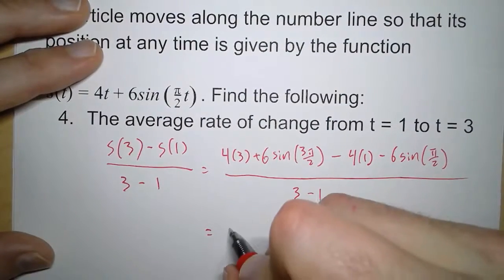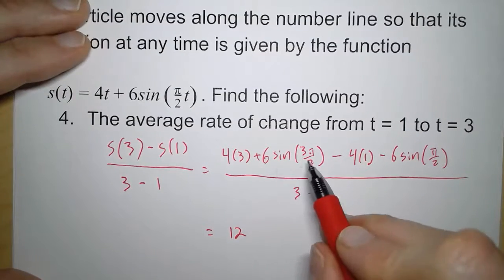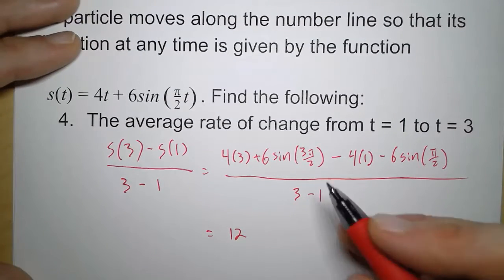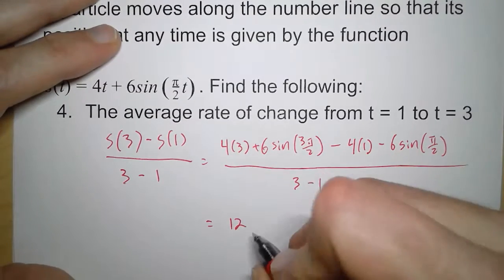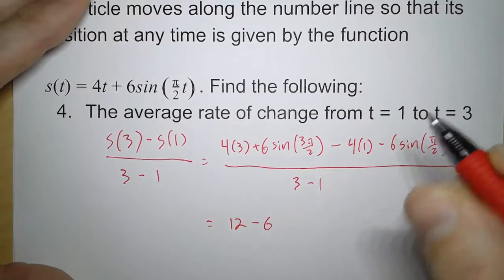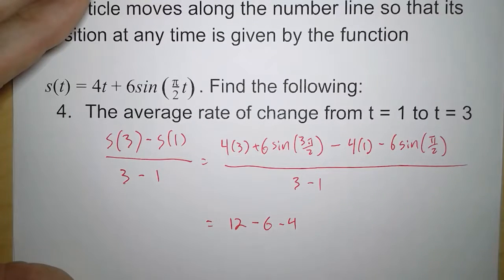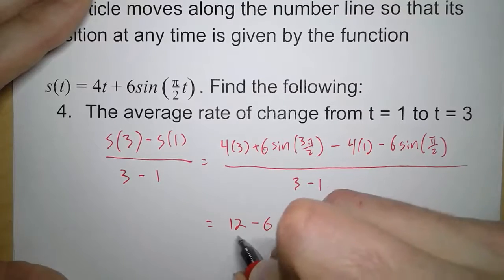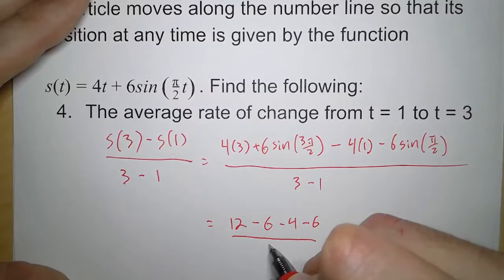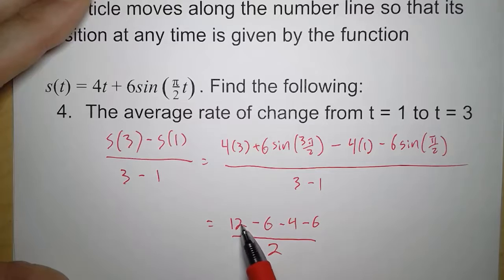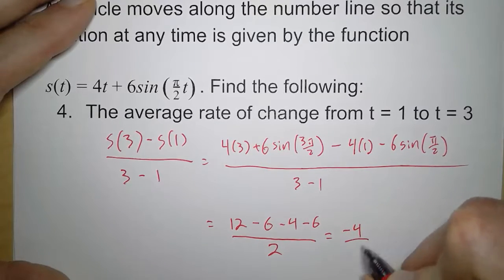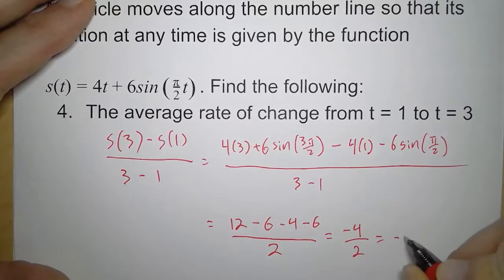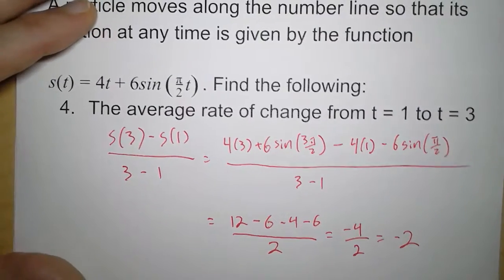So 4 times 3 is 12. 6 sine of 3 pi over 2. Sine of 3 pi over 2, if you remember your unit circle, is negative 1. So times 6 is negative 6, minus 4. Sine of pi over 2 is positive 1, minus 6, all over 2. 12 cancels with the positive 6 and the negative 6, so we're left with negative 4 over 2. So the average rate of change is negative 2.